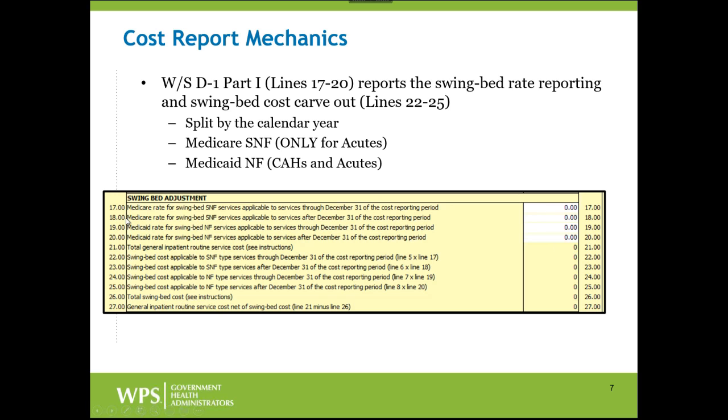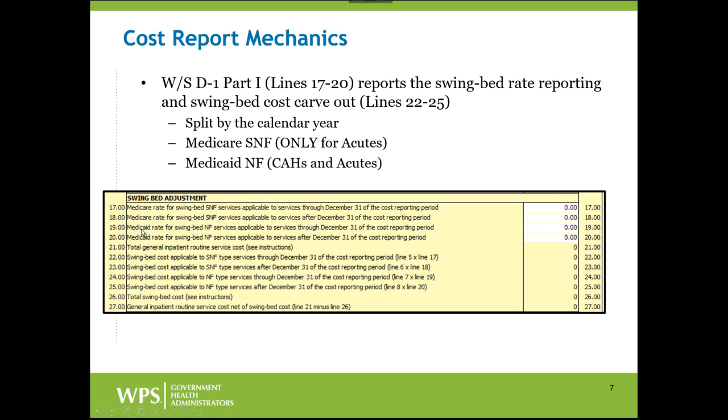So lines 17 and 18, these are swing bed SNF services. It's the Medicare rate, again, before and after 12/31. We're going to see where to get that rate from. Again, this is only for the acute care hospitals. The critical access hospitals, this should stay at 0. In fact, the cost report will reset it to 0 if you try to put something else in there.